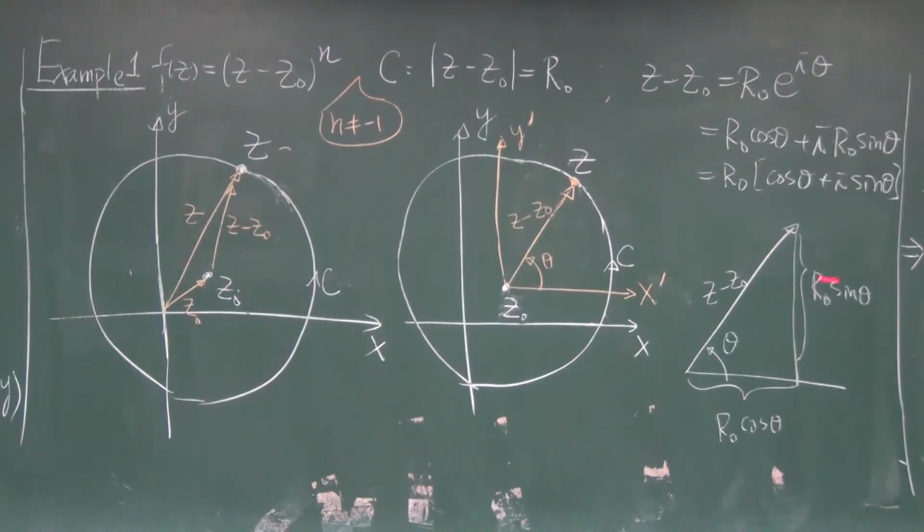Why? Because in this local coordinate, we can draw a picture here. For z minus z0, the length is r naught, and we can decompose it into the vertical component r naught sine theta and the horizontal component r naught cosine theta. Then we write the horizontal part here and the vertical part here, and we group the terms, but this is just the exponential function. So we have z minus z0 equal to r naught exponential i theta. This is a very important expression. We'll use it later.